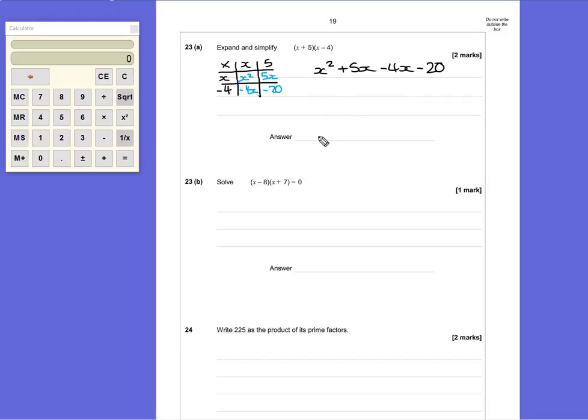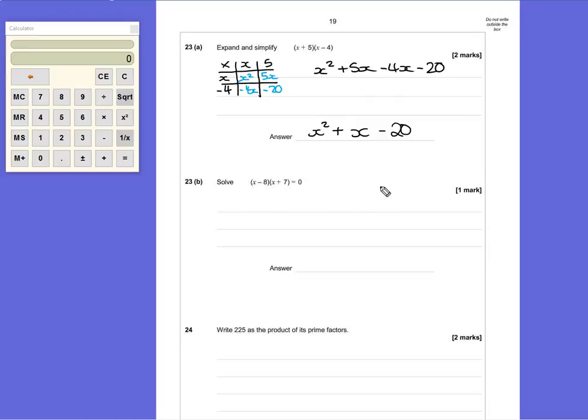Well, x squared is the only instance of x squared. We have plus 5x, take away 4 of those x's, means we're left with just 1x. It's bad practice to put a 1 in front of the x, so just leave it as a single x on its own. Subtract 20 is all we have as far as numbers go, so this would be our expanded and simplified expression.